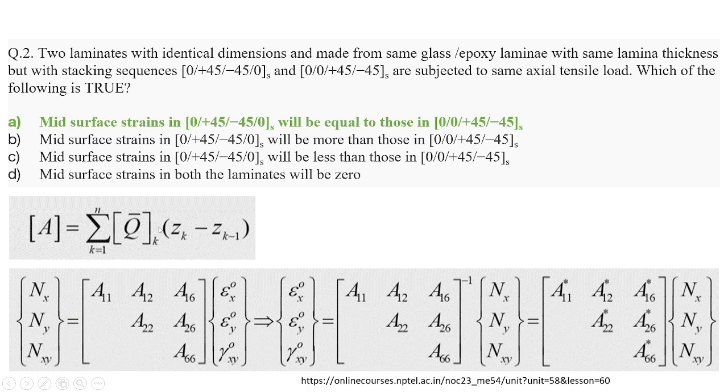Now here in the options they talked about the mid surface strain. We know the equation that Nx is equal to the A matrix times the mid surface strain. From this equation, when we take the inverse of the A matrix, we can find the mid surface strain. So the mid surface strain is directly related to the A matrix, and as the A matrix is equal for both of them, the mid surface strain will also be equal for both the sequences.